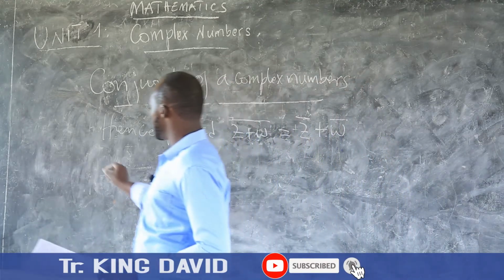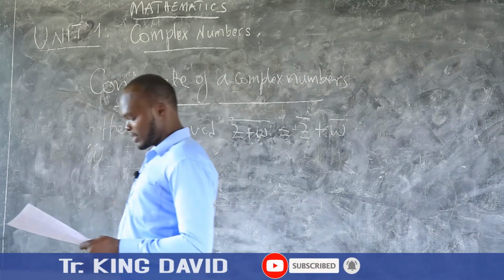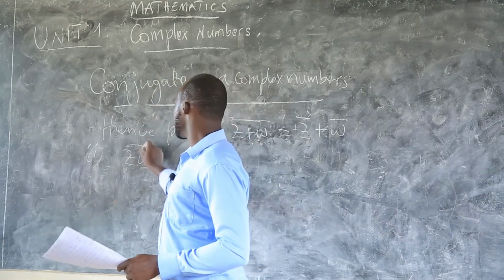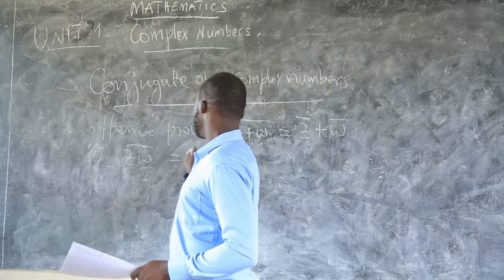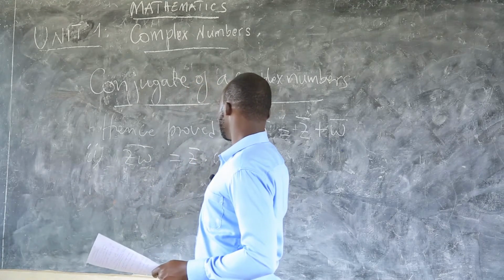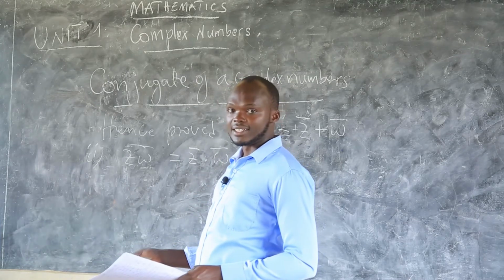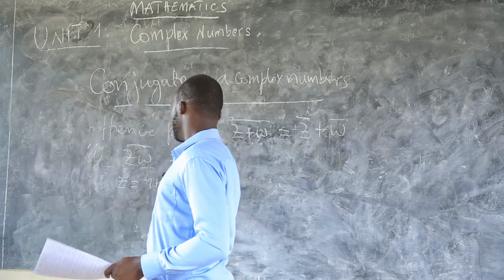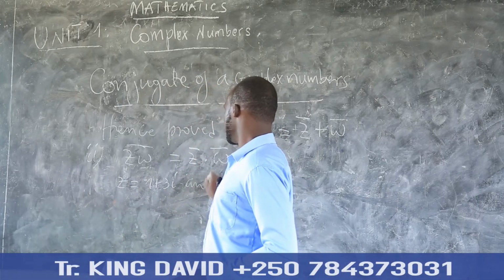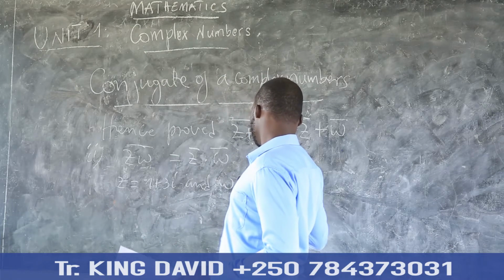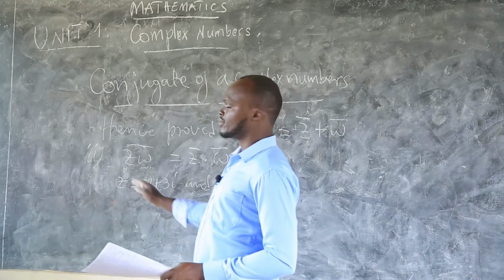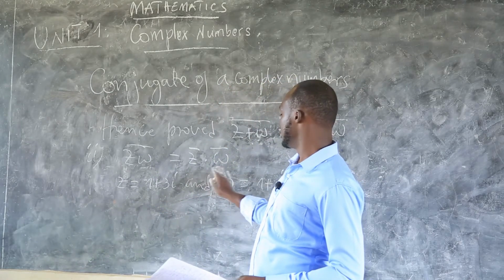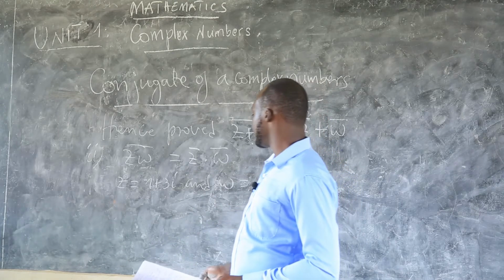So for property number 2, it is product. When you have the conjugate of Z times W, it is the same as Z conjugate times W conjugate. Let us take an example. Let Z be 1 plus 3i and W be 1 plus i. Then you're going to see if the conjugate of Z times W is the same as the conjugate of Z times the conjugate of W.